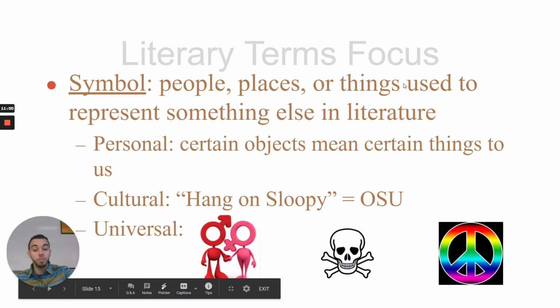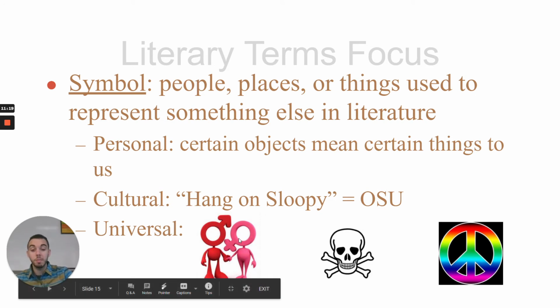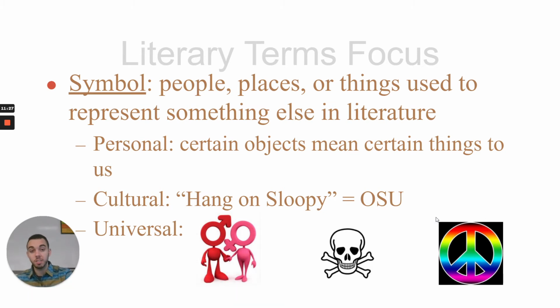So symbolism, we've talked about that. People, places, or things used to represent something else in literature. So personal symbols are when certain objects mean certain things to us. Cultural symbols, you have Hang On Sloopy, which is an Ohio State reference. And then cultural, like you have male and female, the colors. This is a symbol for death. This is a symbol for peace. We've talked about symbolism before and how it just means that something represents something else, like the Scarlet Ibis.